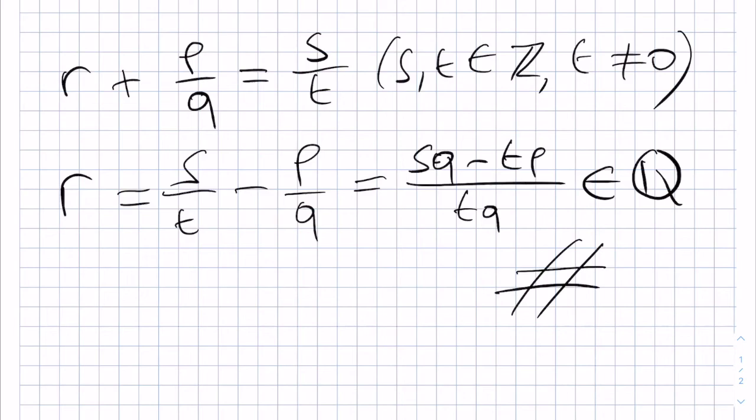Here's something to take away to think about from this video. What can we say about the sum of two irrational numbers? Is it always irrational, or potentially not for certain irrational numbers?